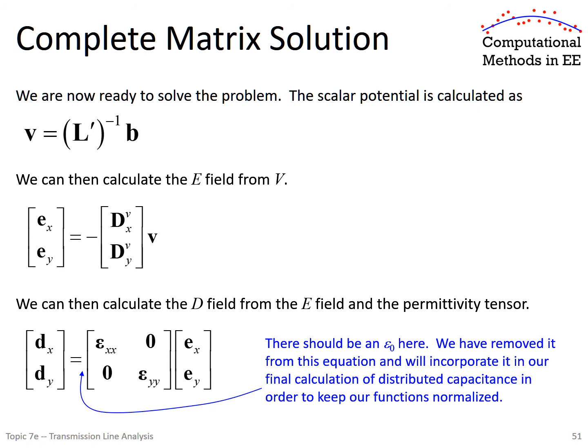One thing I want to point out here: strictly speaking, there should be an epsilon naught out here, because these terms are the relative permittivity. And from a purely mathematical perspective, the epsilon belongs there. But because epsilon naught is a very small number, it makes D and E very different orders of magnitude. So I like to not put it there. We'll need to put it back in when we calculate the distributed capacitance, but I don't use it at this point. So we're pulling that out, and we'll put it back in slightly later.